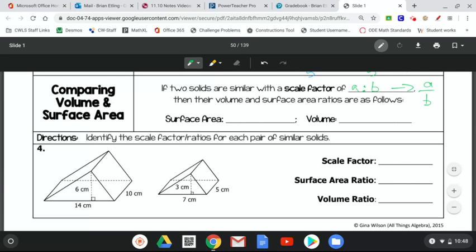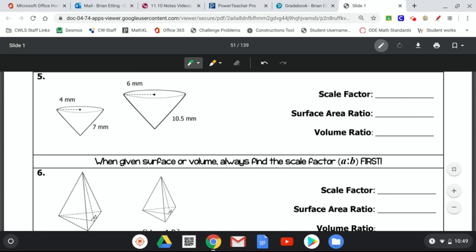So for surface area, the surface area ratio that we're going to use, we take that scale factor, but we square both of the values, because I think about it as area is squared. So it's going to be A squared to B squared, okay? Which can also be written as A squared over B squared. So think about surface area. Area is square units, so is the ratio.